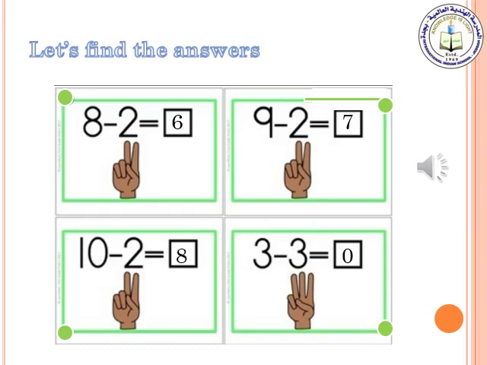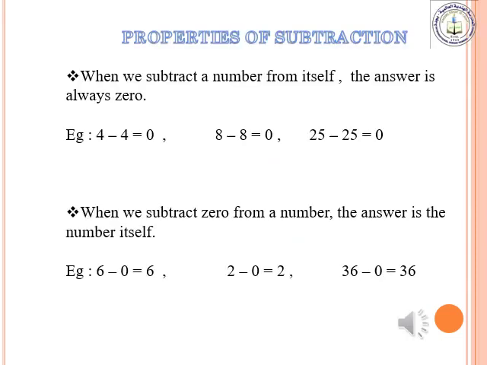Now, try to do these examples yourself. Next, listen to some properties of subtraction. First, when we subtract a number from itself, the answer is always 0.